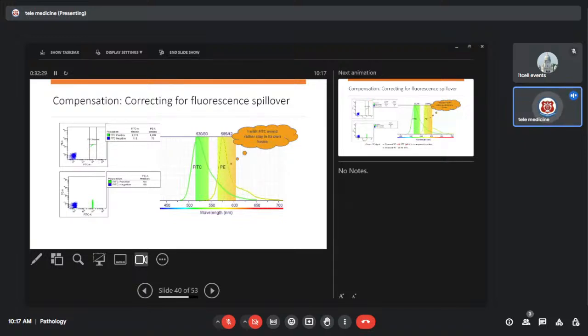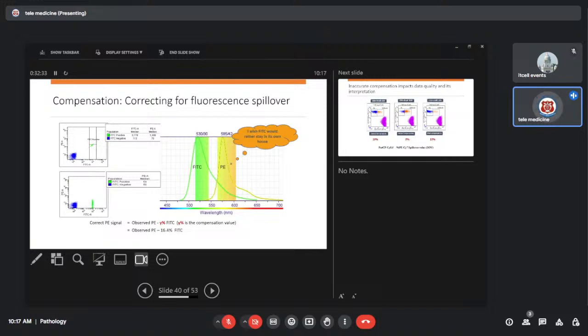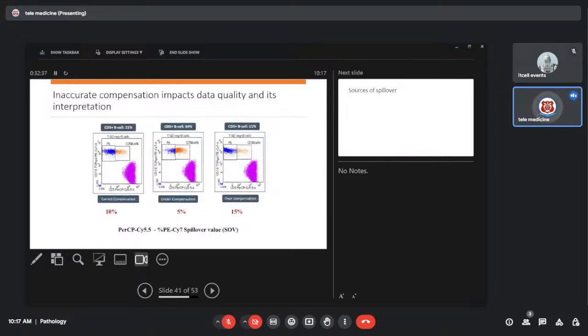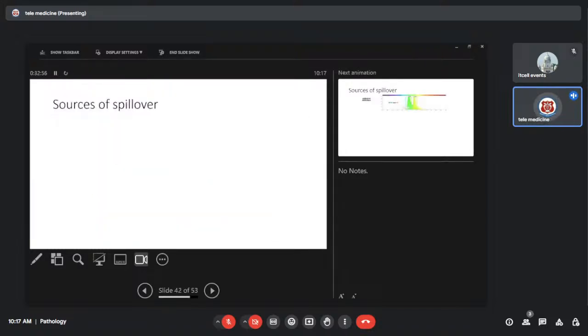This should not be something which we do by eyeballing. This is something for which statistics should be used. And you subtract the FITC signal in the PE channel. So this is how compensation will impact it. If you have correctly compensated data, that is right; overcompensated, you get fewer positive cells; undercompensated, you have a lower estimation, but the correct one is say 10%.